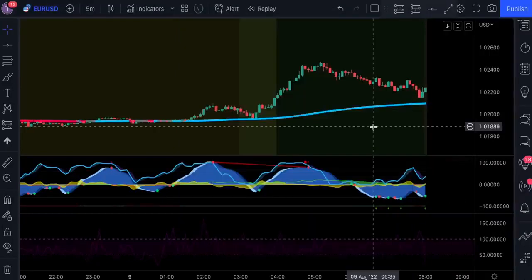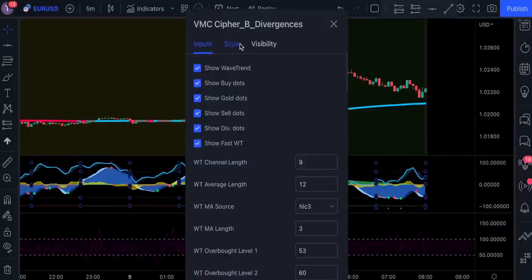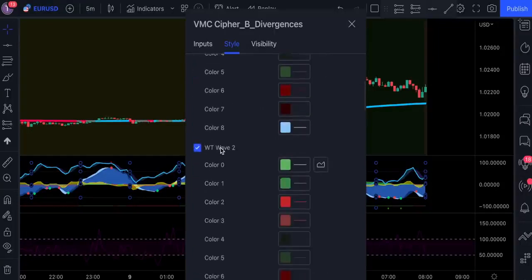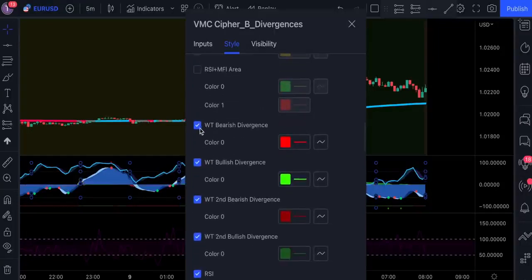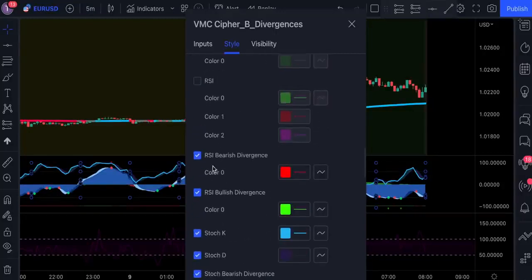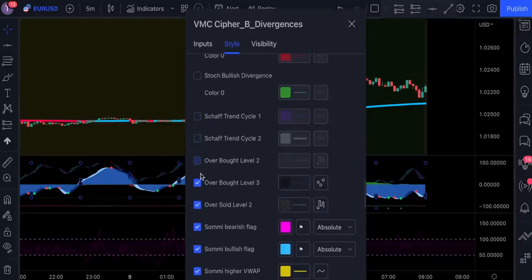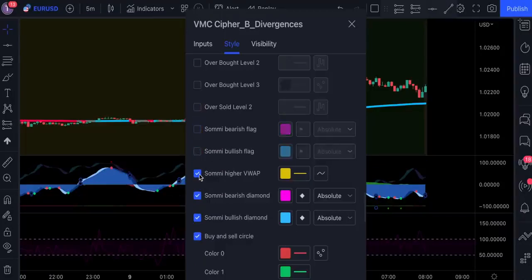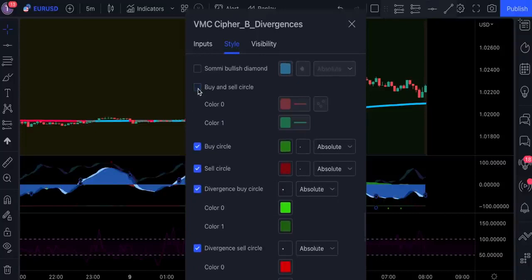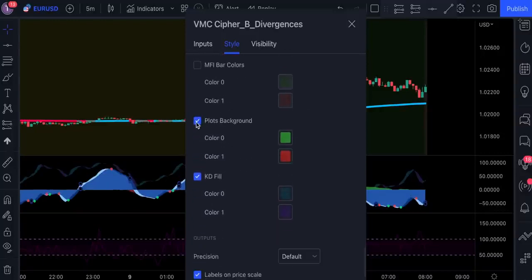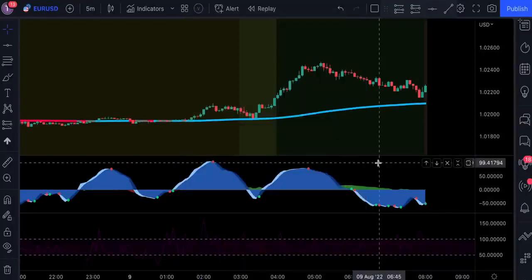The second step will be to change the settings on this Fu Manchu Cipher B indicator. We're not going to change the inputs, we're just going to change the style. So make sure you follow along and copy everything I'm doing right now. Okay, the Fu Manchu is ready, now let's make some minor adjustments to this volume indicator.